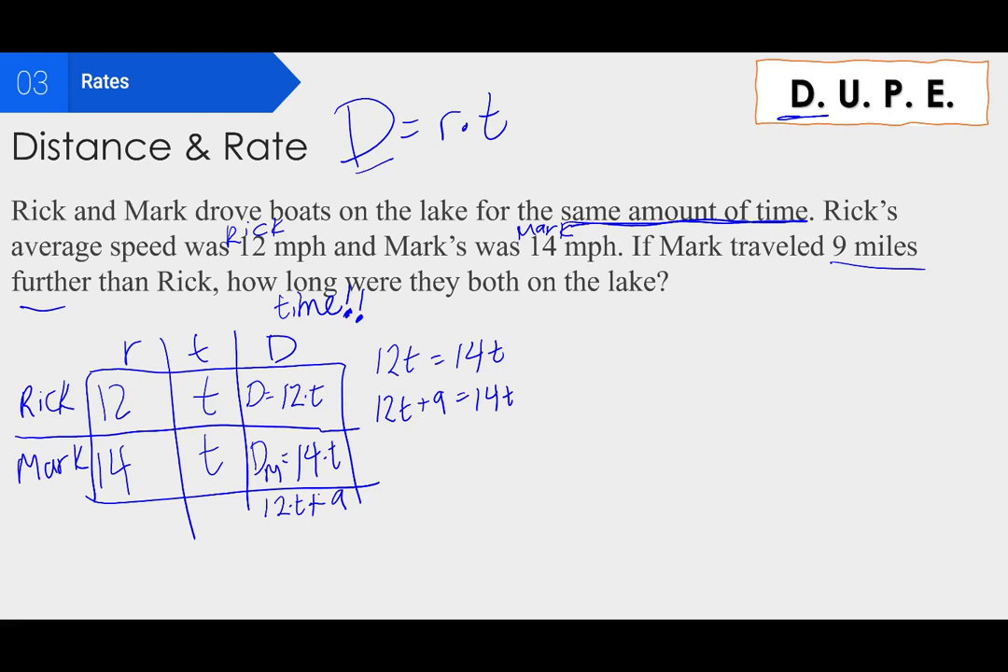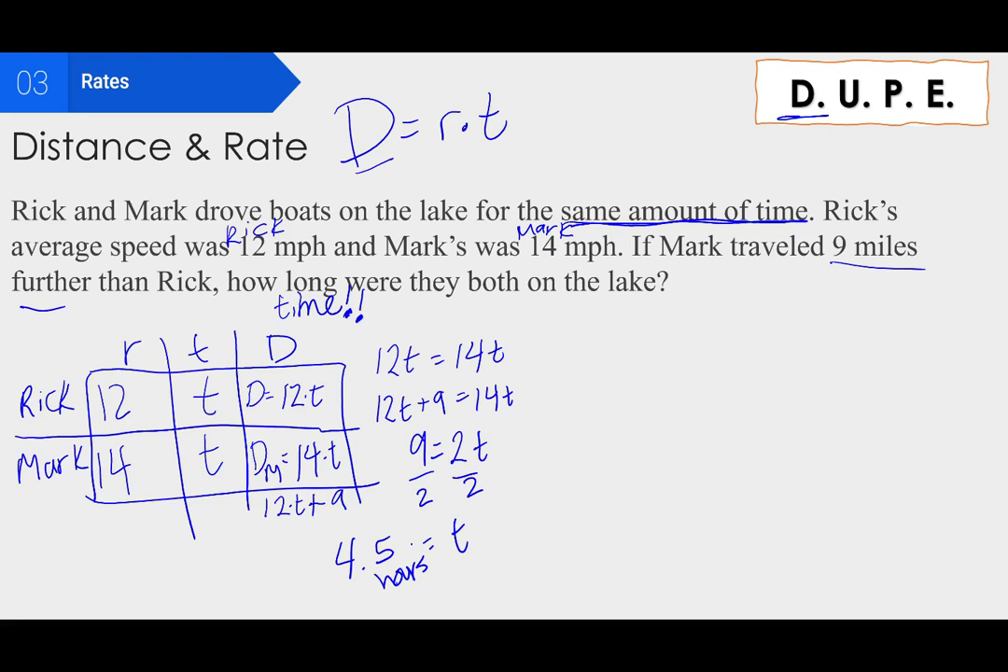So now I have an equation, one variable. Oh, I can solve that. So I'll subtract 12T. 9 equals 14T minus 12T, which is 2T, and divide by 2, and my time was 4.5 hours. Nice long time to be driving boats. Or you can put 9/2 hours, or 4 1/2 hours too.